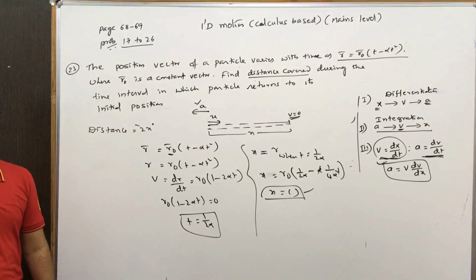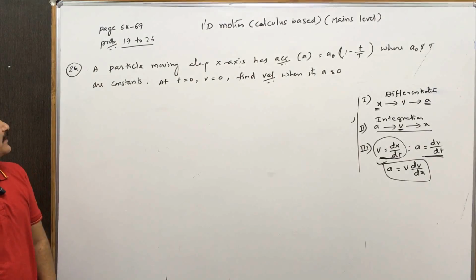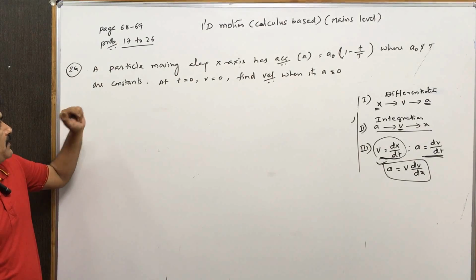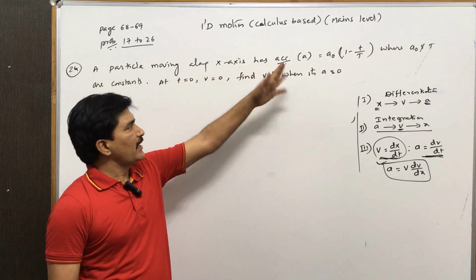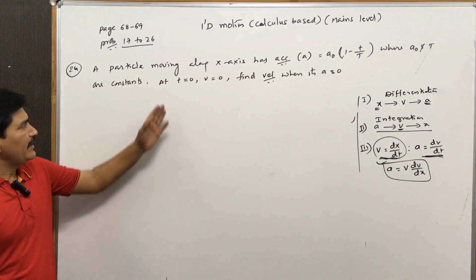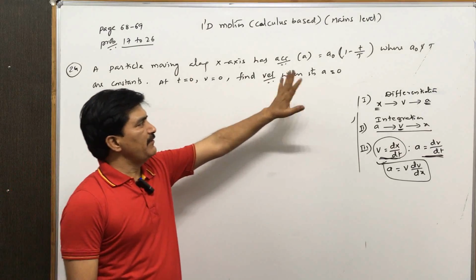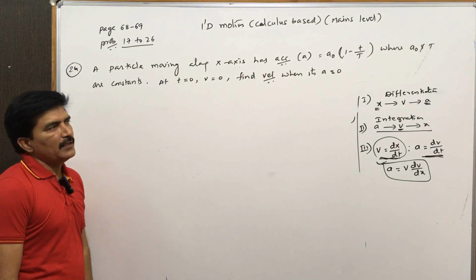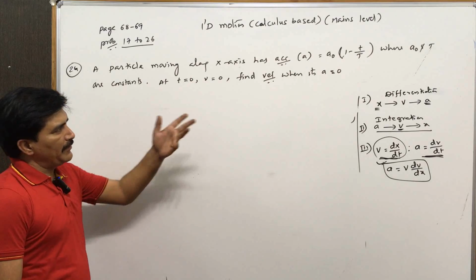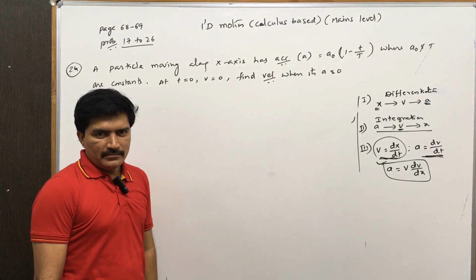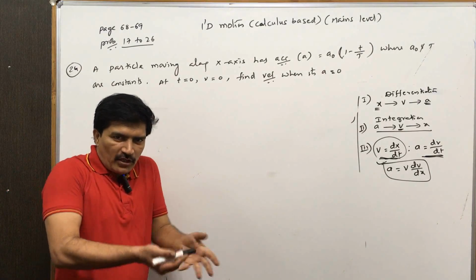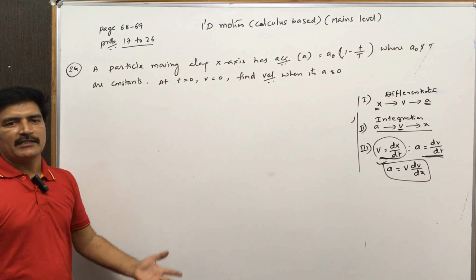The next problem is the 24th problem number. A particle moving along the x-axis has acceleration this much. At t is equal to 0, velocity is 0, means initial velocity is 0. Find the velocity when acceleration is 0. First of all, at what time acceleration becomes 0 we will see. At that time what is its velocity we will find out, that is nothing but the required one.